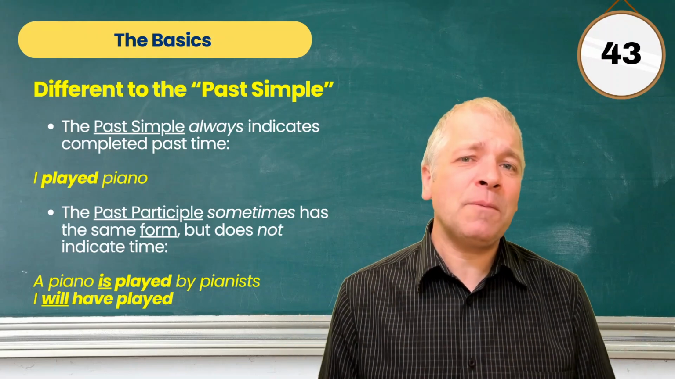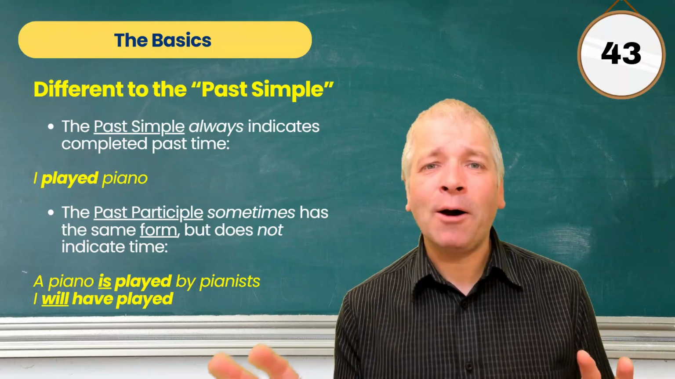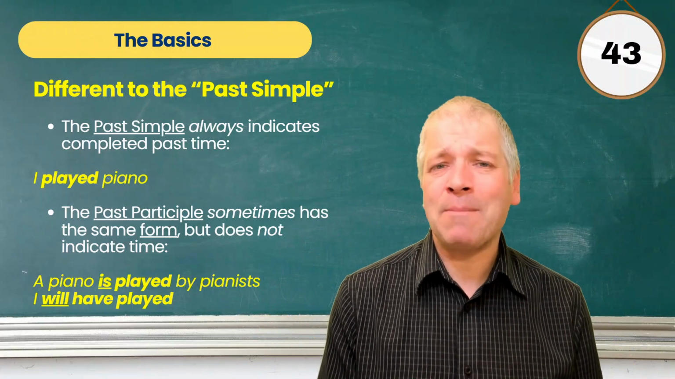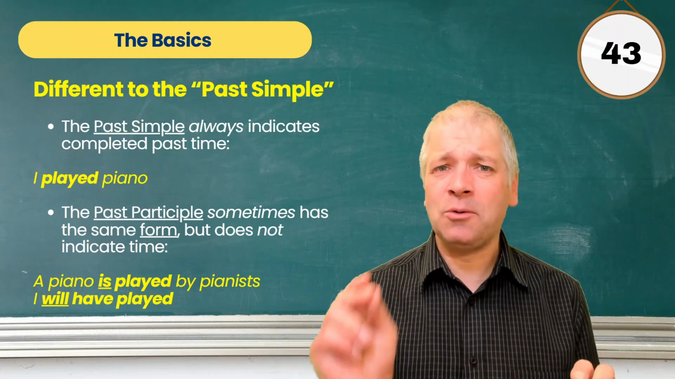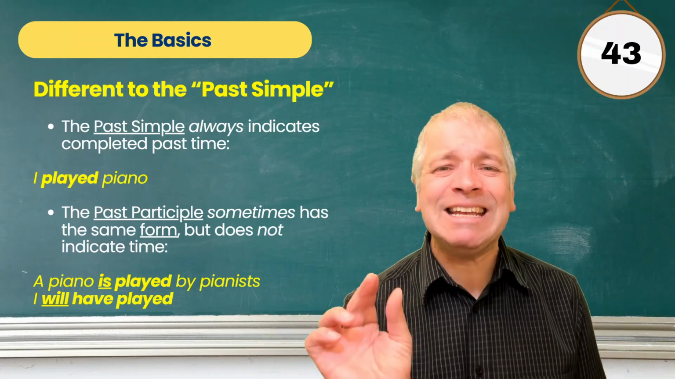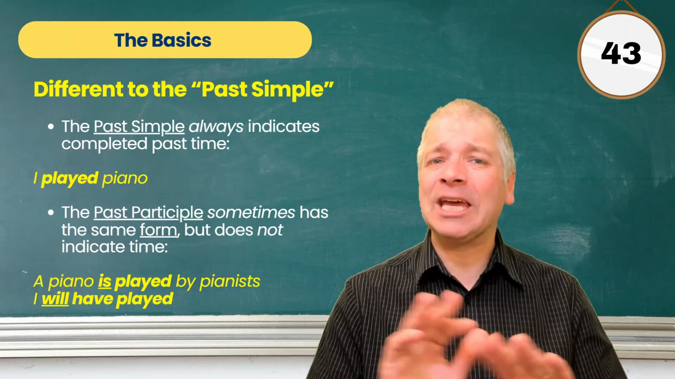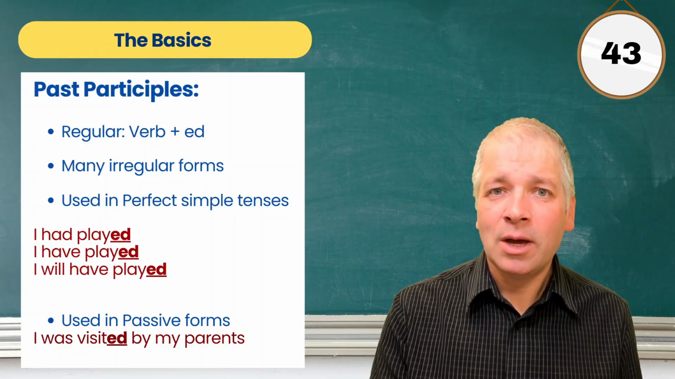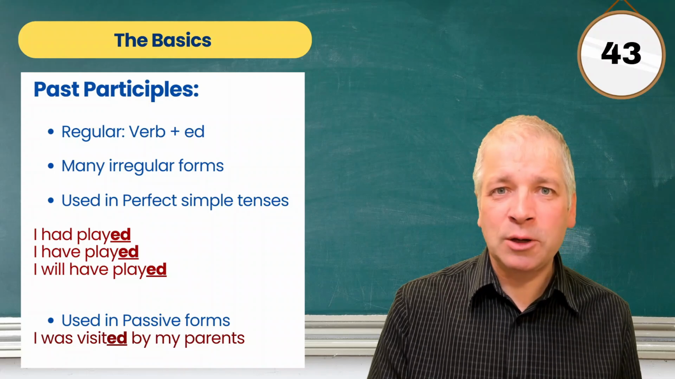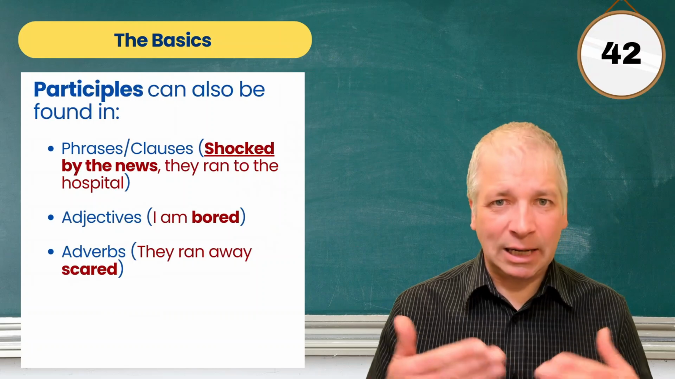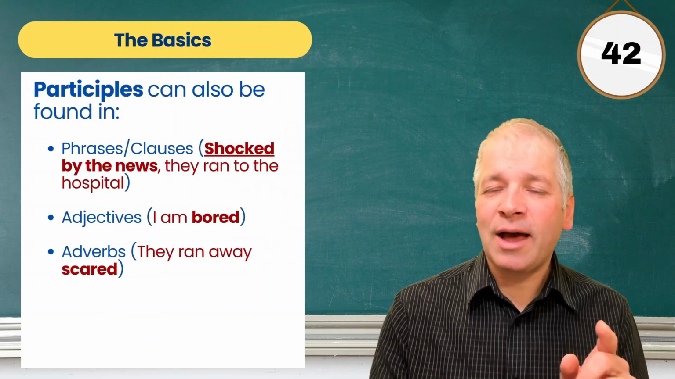Now, some verbs are different, again, where the past participle form is not the same as the past simple form. That makes it easier to distinguish, but don't be confused. Just because there's an ed ending at the end of a verb does not make it past simple. It could be the past participle. It's not just in verbs where we use these participles though. They're also found in phrases and clauses, adjectives and adverbs.